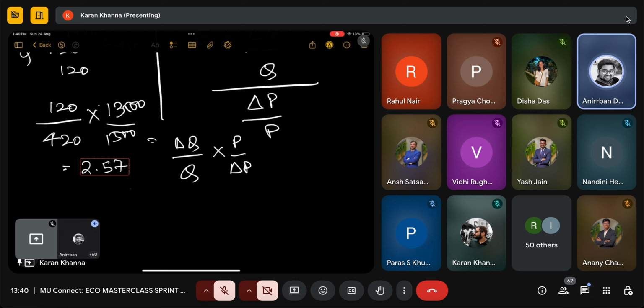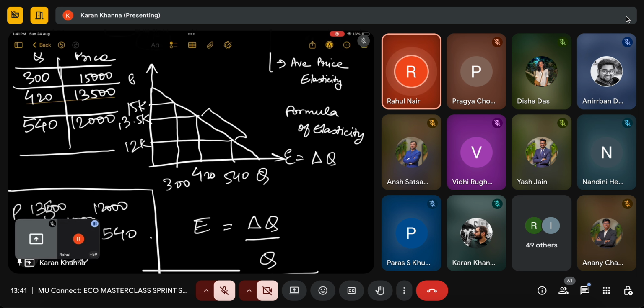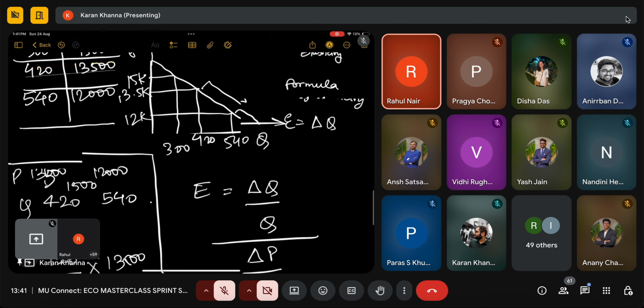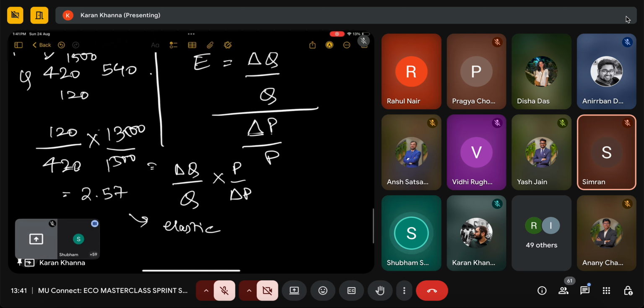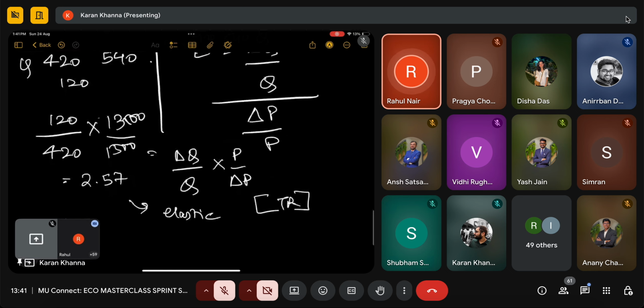Elastic demand. So when there's an elastic demand, should we be going ahead with decreasing the price? Yes, because we'll end up having more total revenue. Correct. If you decrease the price by 1%, the quantity demanded will increase by 2.57%. So in an elastic demand, it's better to reduce the price.